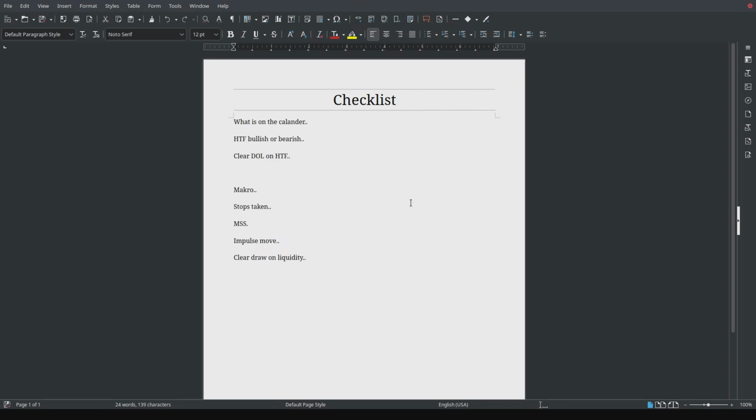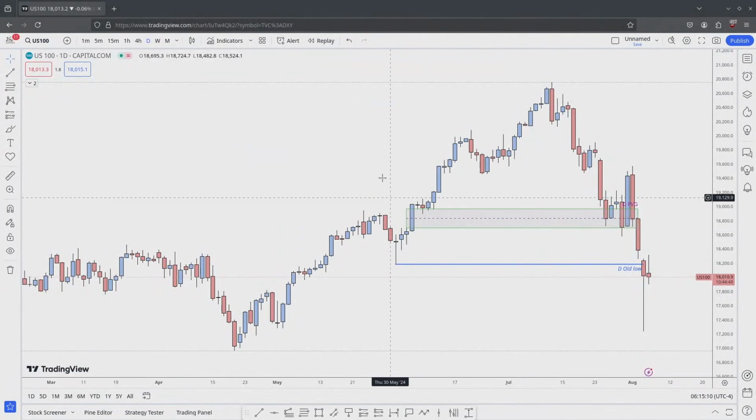So let's go into the charts and let's take a look at how we can implement some of these rules on the consequent encroachment or mean threshold entry model. So here we are looking at the US 100 on a daily chart.